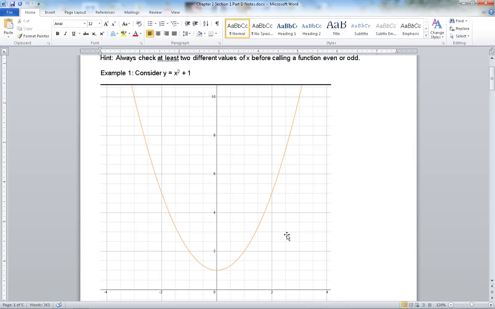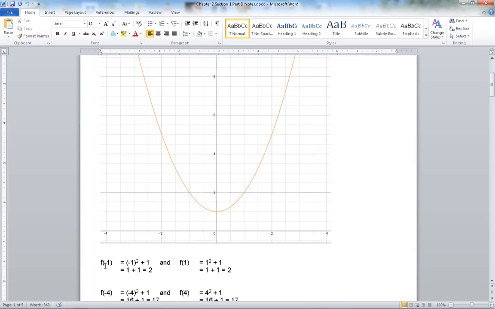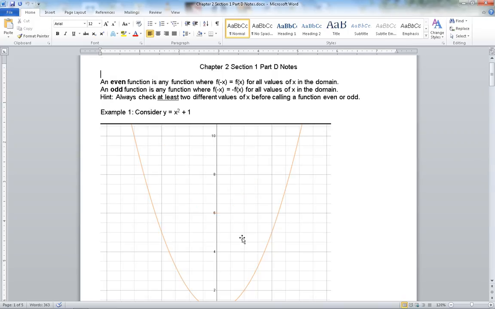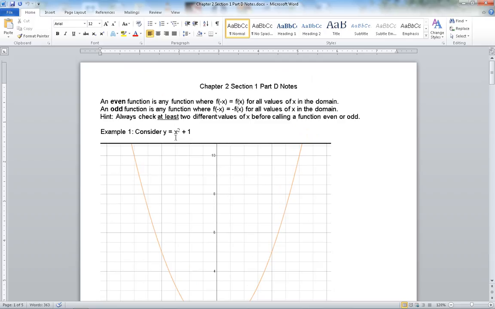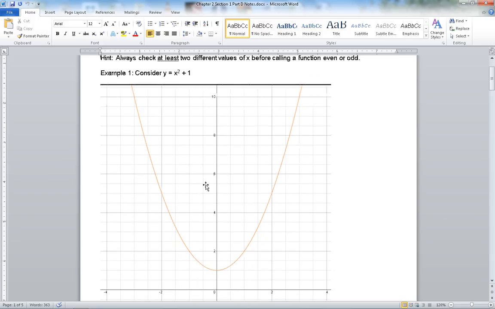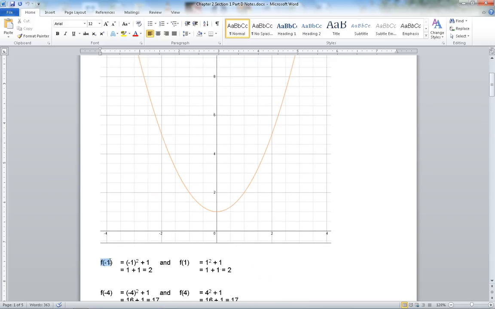Well, let's take some values. So algebraically, let's consider the value negative 1. So f at negative 1 would be what? I'm going to plug in negative 1 squared, which is positive 1, plus 1 would be 2. What about f evaluated at positive 1? Well, 1 squared is 1, plus 1 is 2. So what we see is that f of negative 1 equals 2 and f of positive 1 equals 2. Whether we're at negative 1 or at positive 1, we get 2 for the y value.